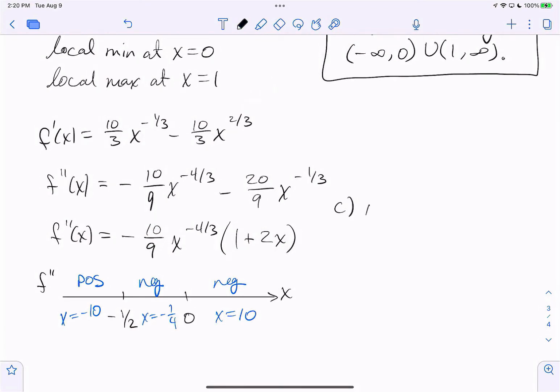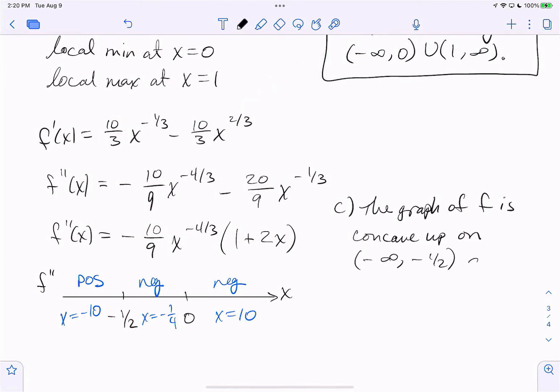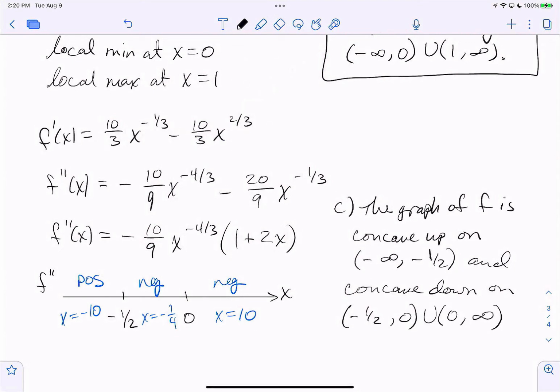So for part C, I can say the graph of f is concave up on the interval from negative infinity to negative 1/2, and concave down on the intervals from negative 1/2 to 0, and then from 0 to infinity. I don't get to say negative 1/2 to infinity because we have something happening when x is equal to 0. In this case, that something is that f double prime is undefined, but whether it was undefined or 0, I'm not going to include it in these intervals.